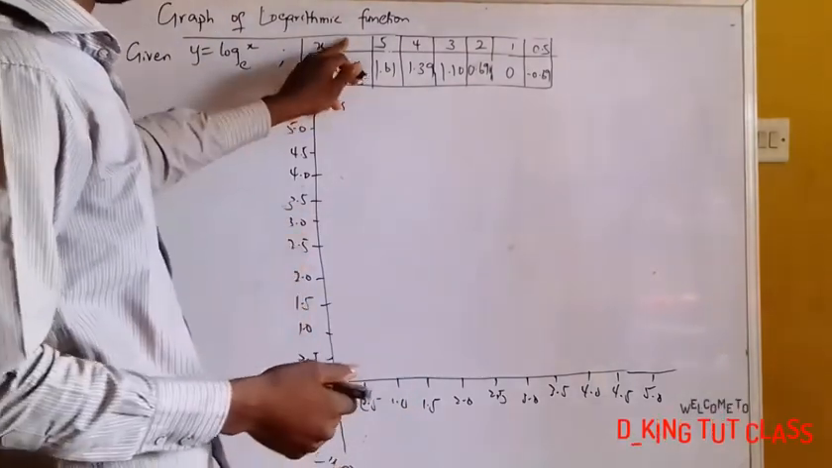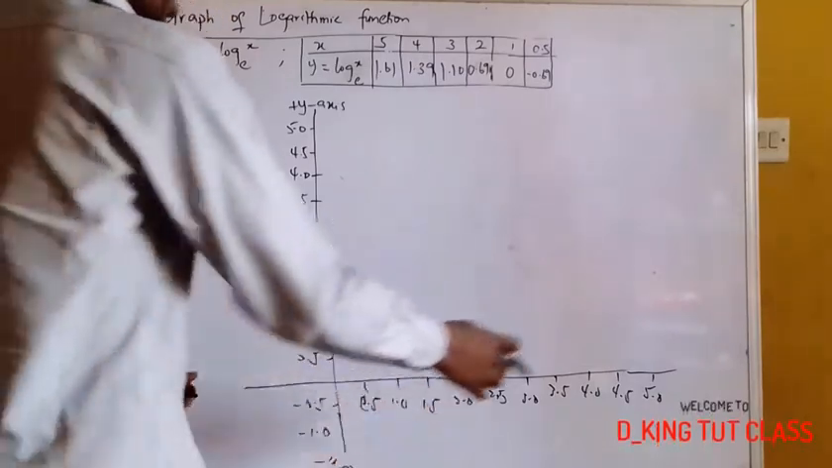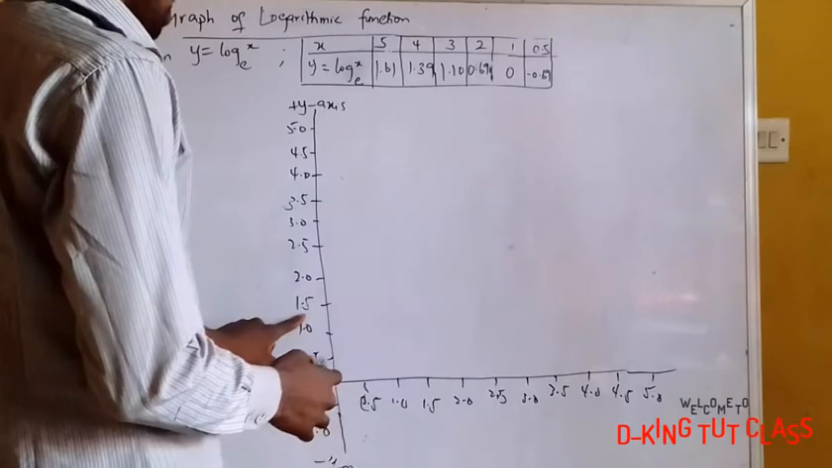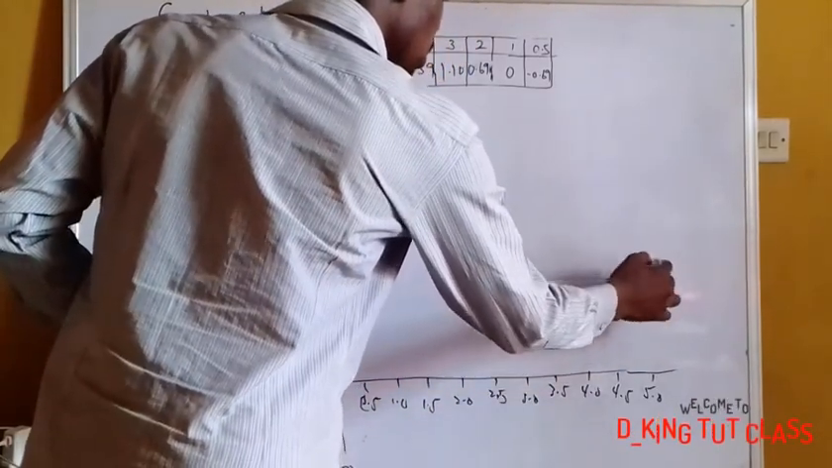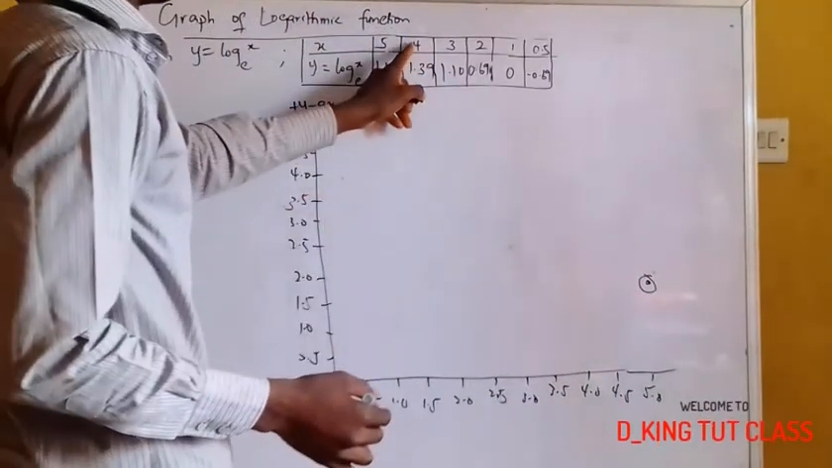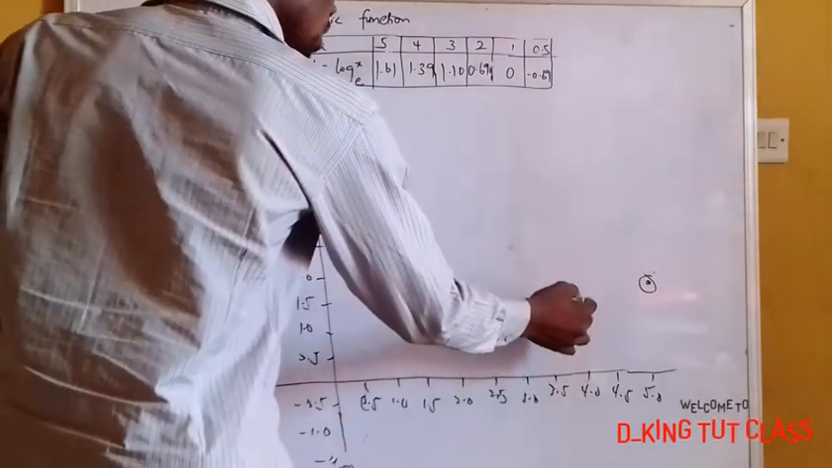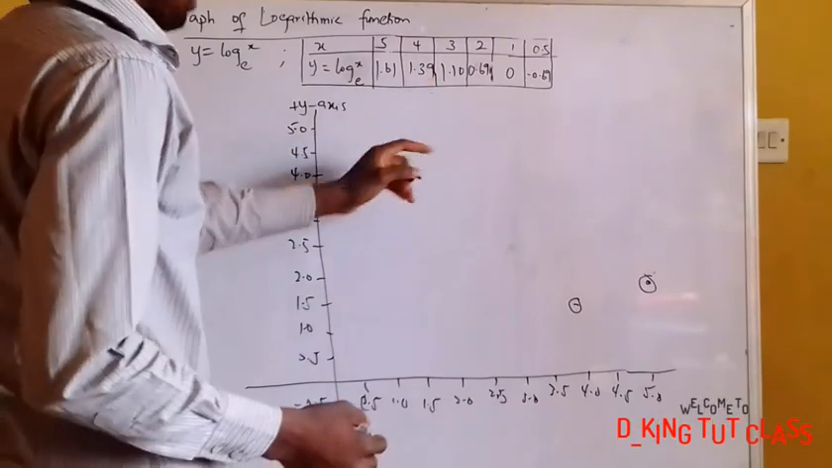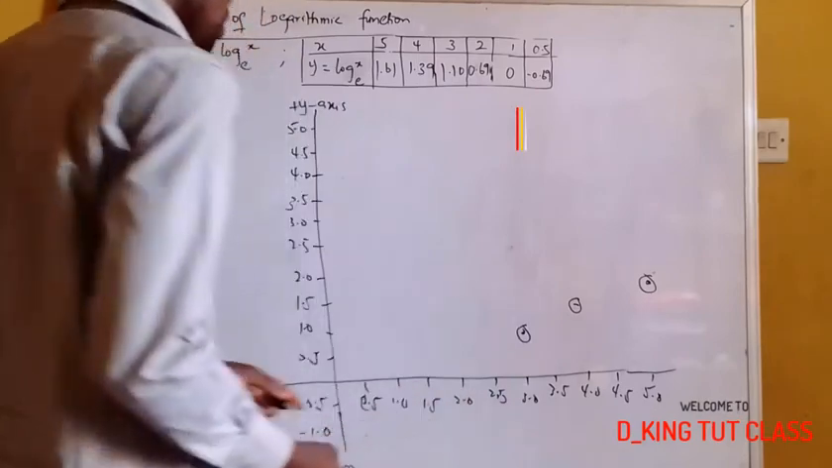You take your x-axis, trace it to your y-axis. My first x value is 5.0. I'll trace to 1.61. 1.61 is around this point. So I can trace it up to this point. This is my 5.0, 1.61. We now have 4.0, 1.39. This 4.0, 1.39 should be around this point. 3 and 1.1 should be around this point.